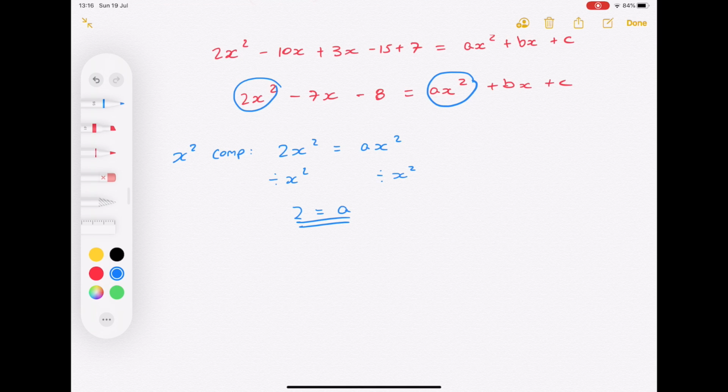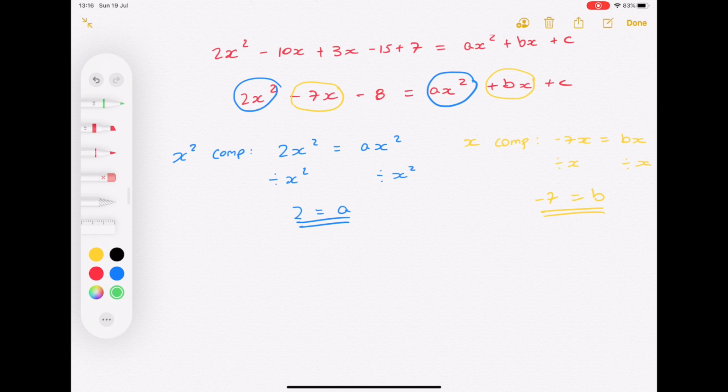And you're going to do the same thing with the x term. So how many x's do we have on the left? We have minus 7. And how many x's do we have on the right? We have b. In other words, we don't really know yet. But they must be the same. And so minus 7x must be equal to bx. I hope this yellow is coming through. So I'm going to divide by x on both sides. I'm going to be left with minus 7 is equal to b.